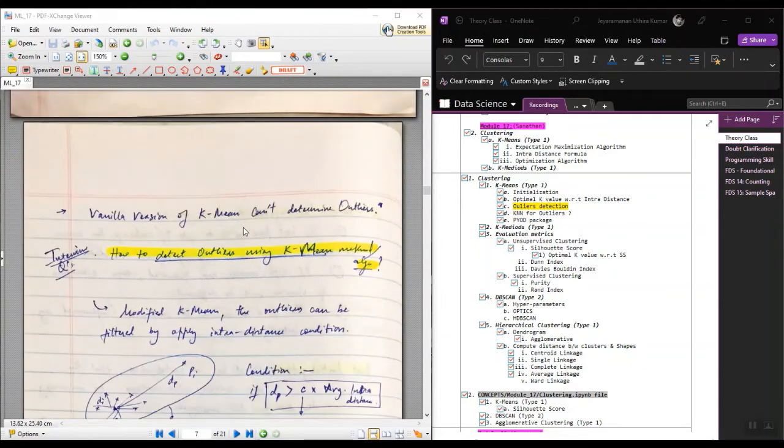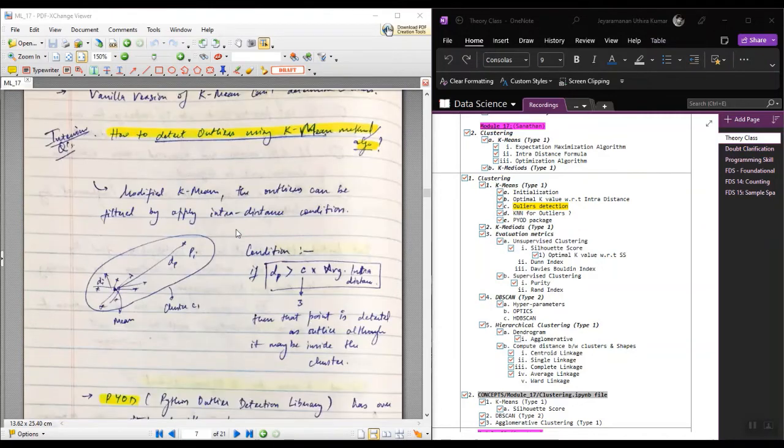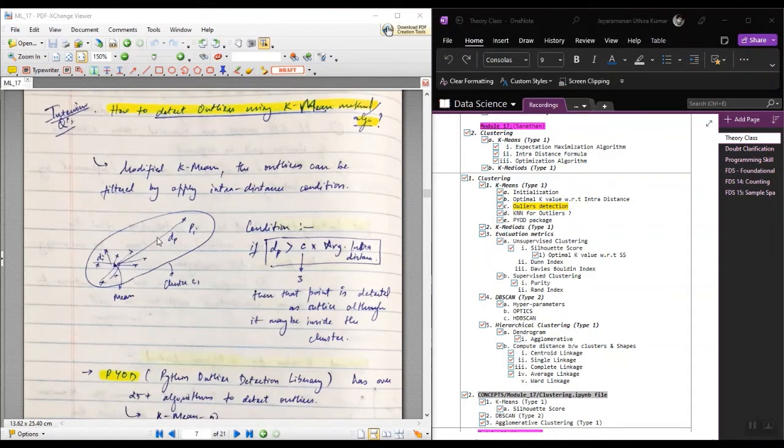So as we know, the vanilla version of k-means doesn't handle outliers. What we can do is modify the k-means algorithm so that outliers can be filtered by applying an intra distance condition. The condition is: if the distance between the point pi and the centroid is greater than C times the average intra distance for this particular cluster, let's say it is di, then this point can be classified as an outlier. Even if this point is inside the cluster, it will be marked as an outlier. But anyway, we have to know that the point should someday belong to a particular cluster.